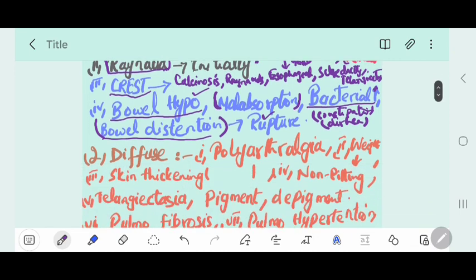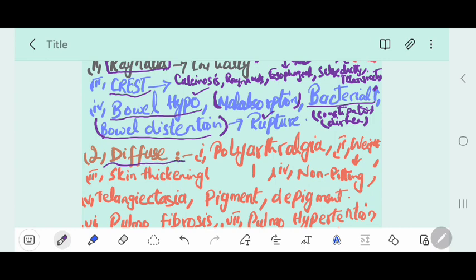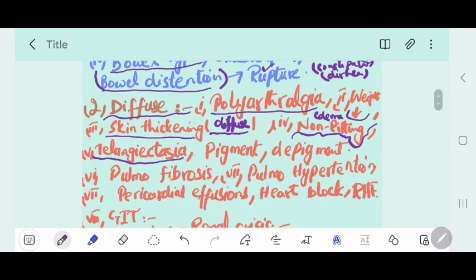Then there is diffuse disease. In diffuse systemic sclerosis, as the name shows, it starts with polyarthralgia, weight loss, and skin thickening. It is diffuse skin thickening. It involves all the parts of the body like trunk, face, neck, and limbs. Furthermore, there is non-pitting subcutaneous edema. Non-pitting subcutaneous edema is seen in diffuse systemic sclerosis. You will also see telangiectasia, pigmented areas of the skin, and also areas of the skin where there is depigmentation.